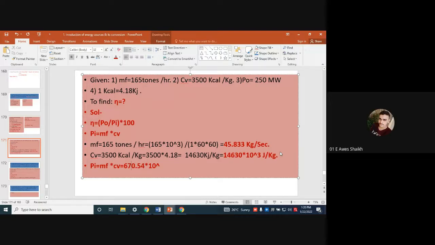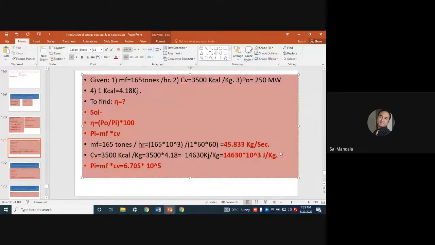Hold a second, let me erase this answer. MF into CV is equal to, now tell me, 6.705 into 10 raised to 5. Is it the right answer? Please check it out. I have a different answer. Please everybody try to calculate and tell me the answer.